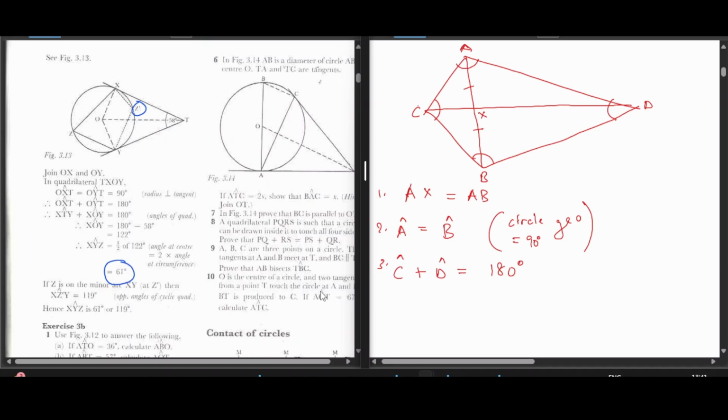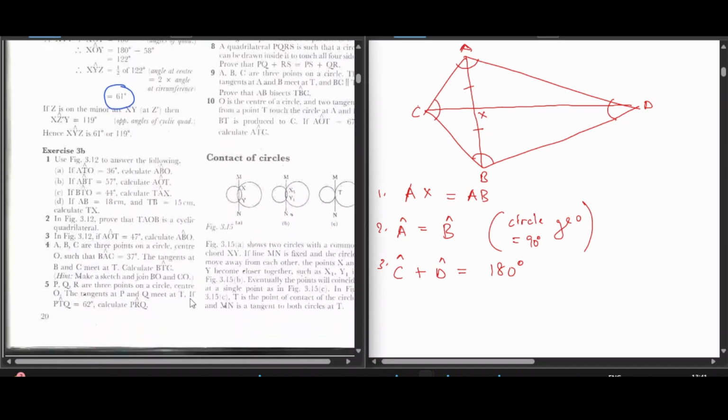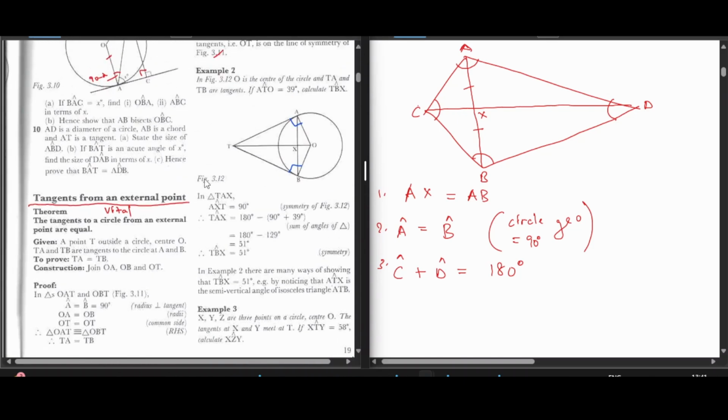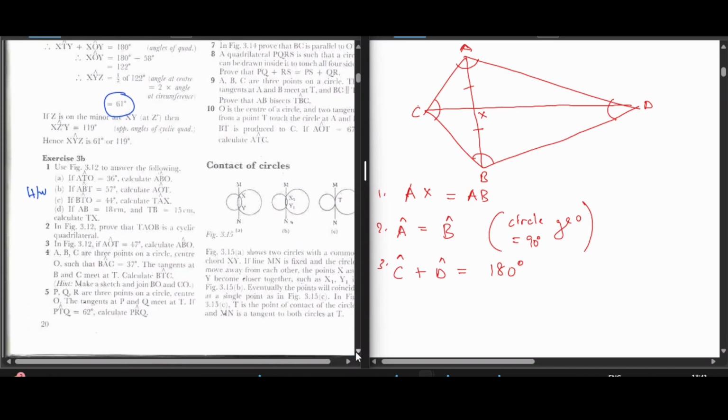Okay, let us look at our exercise and see what we can do. For circle geometry questions without a diagram, I usually assign them as your homework. So number 1 is important because it makes us refer back to fig 3.12 to answer the following. So you have to refer back to fig 3.12, which is above, and answer the following questions. So that's your homework.